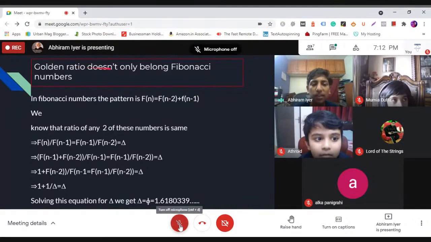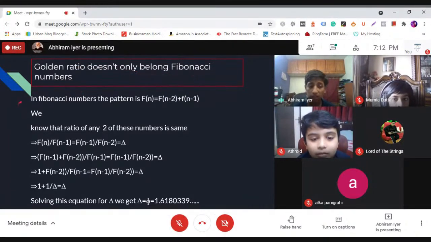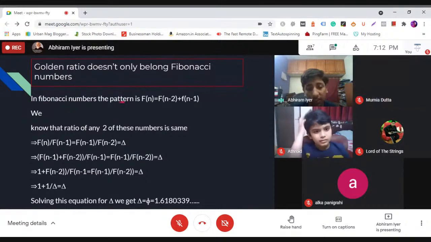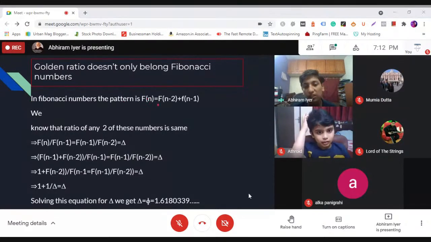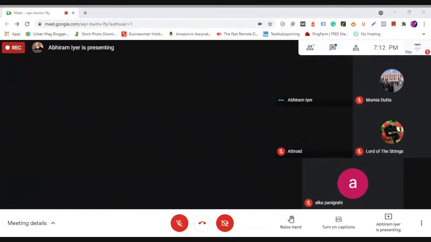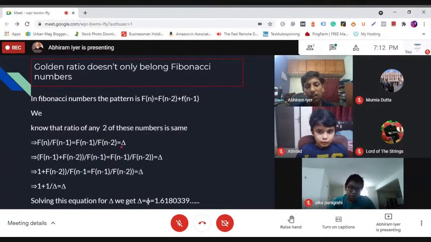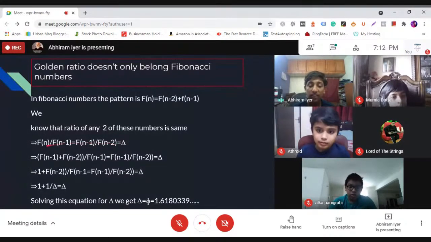Okay. So, golden ratio doesn't only belong to Fibonacci numbers. What do I mean by it? In Fibonacci numbers, there's a pattern that f of n is equal to f of n minus 2 plus f of n minus 1. And we know that the ratio of any two of these numbers is the same. It means f of n by f of n minus 1 is equal to f of n minus 1 by f of n minus 2. So let's call this ratio delta.